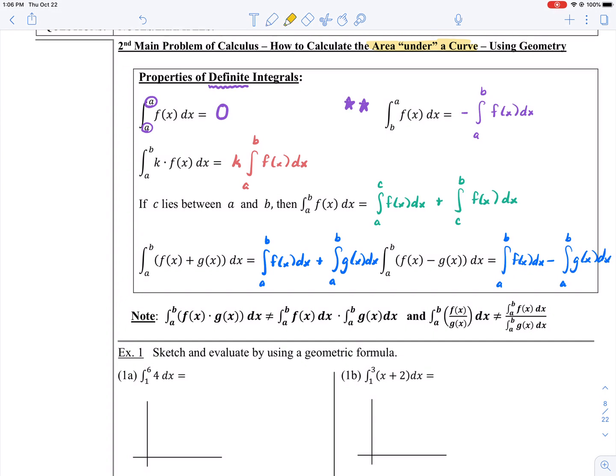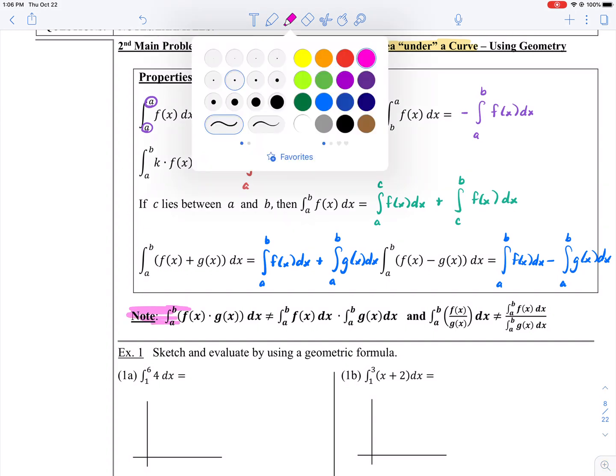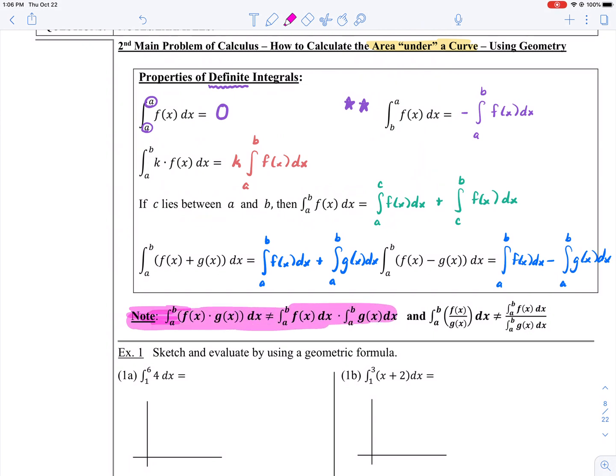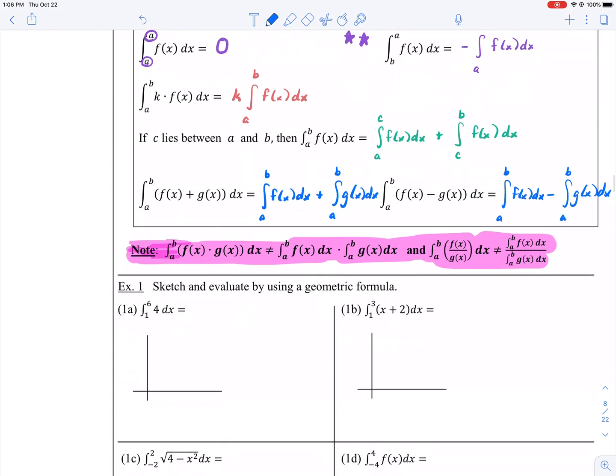Now, once again, I'm going to re-emphasize the fact that you cannot break things up across a product and a quotient, across multiplication and division, right? So it's really, really important that you recognize that we have no quotient rule, we have no product rule, and we're not going to be able to just split it up into two different integrals. The only time we're going to do that is when we have addition and subtraction. We can also take out a coefficient, but that's about it. Okay, so these are our basic properties that we need to be aware of. So do not do this product thing. Okay, don't do this. All right, it's very, very important.